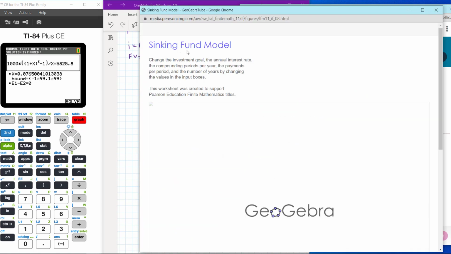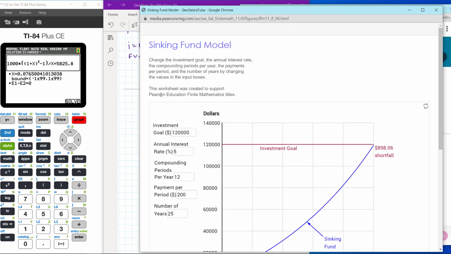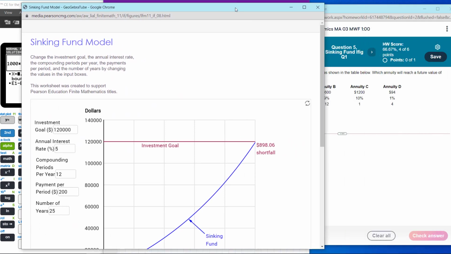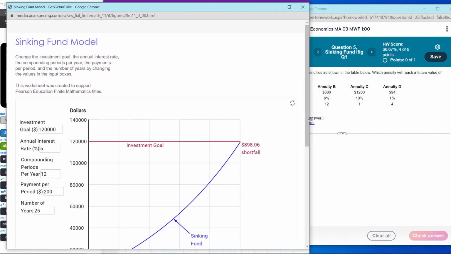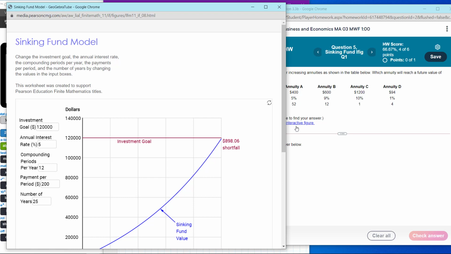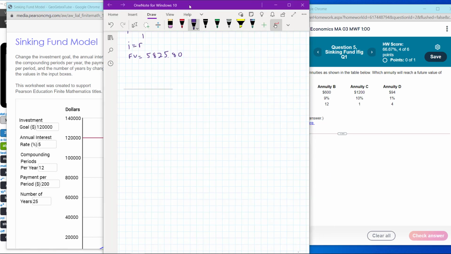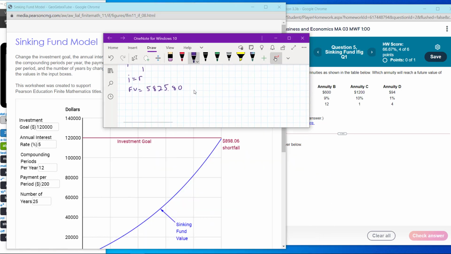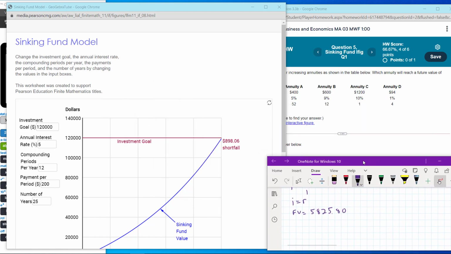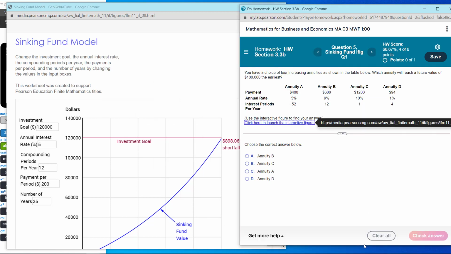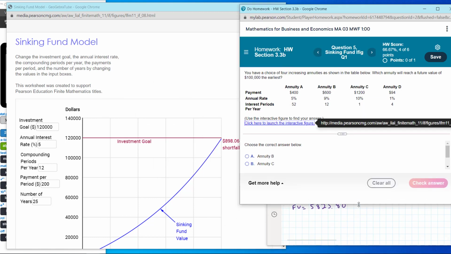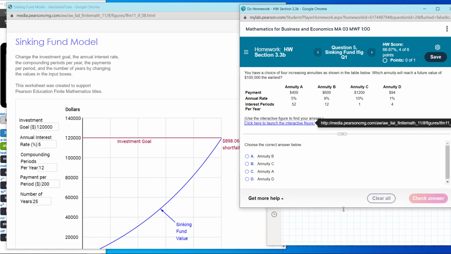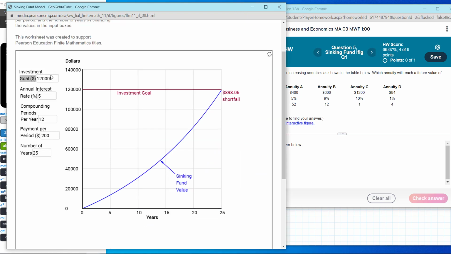Okay, it's called Sinking Fund Model, and now it appears. Let's go ahead and move this over here, and let's bring our OneNote down here, and let's see if we can just raise this a little bit. Okay, so here's our OneNote. Okay, and let's check out annuity A. Now notice our investment goal is $100,000, so we want to change this to $100,000.